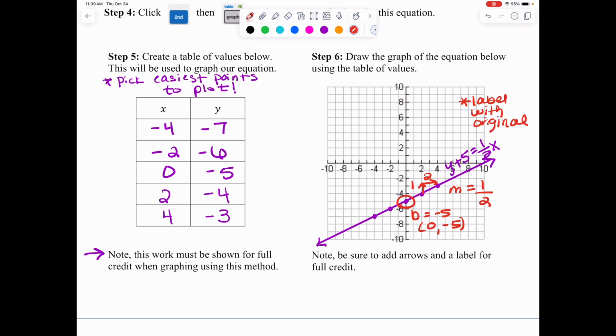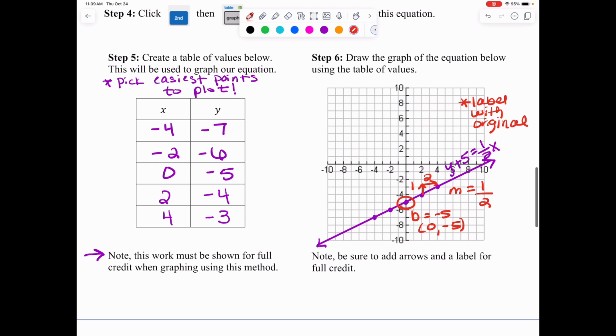So this is nice as an algebra student that you have the graphing calculator to use as support and as an option and method for graphing in slope-intercept form. And that concludes our lesson on using the graphing calculator to graph in slope-intercept form.